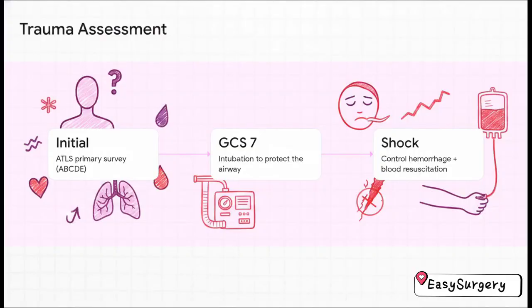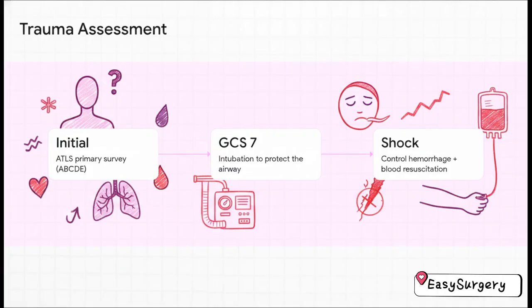So how does this actually flow in practice? Step 1 for literally any trauma patient is your ATLS primary survey, the classic ABCDs. That sets the stage. From there, it's a logical decision tree. Step 2, if their GCS is 7, that naturally triggers intubation. Because remember, a score of 8 or less means they simply cannot protect their own airway.